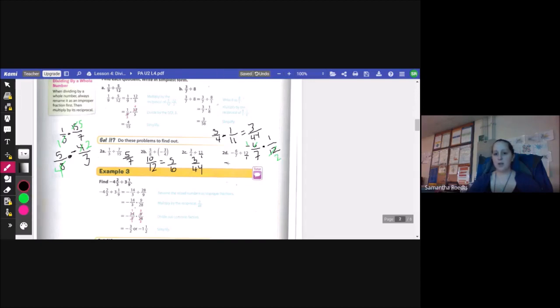So 1 times 1 is 1. My negative sign just kind of hangs out. This one's also negative. 7 times 2 is 14. So I get -1/14.